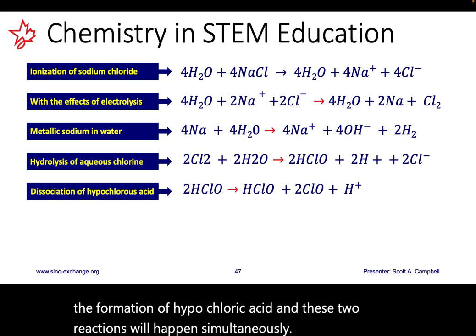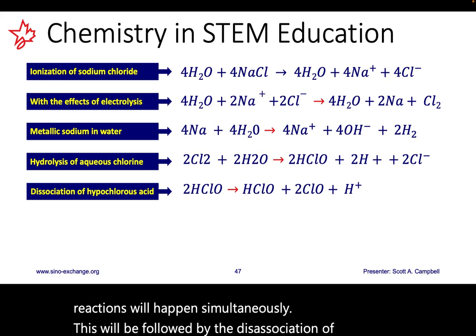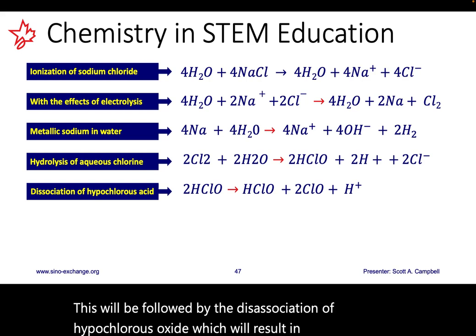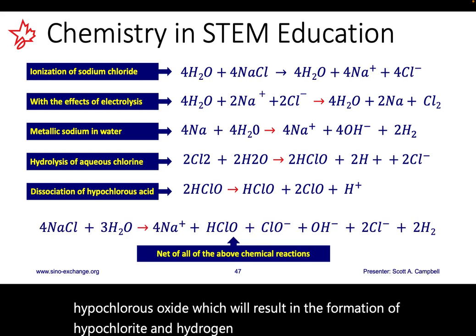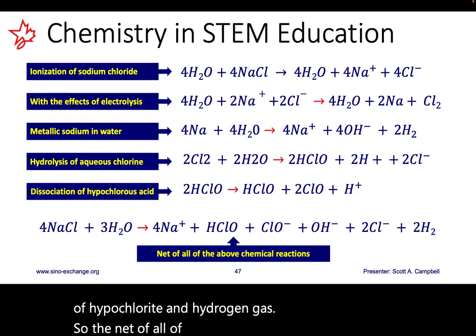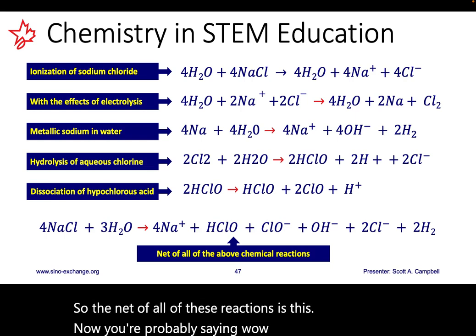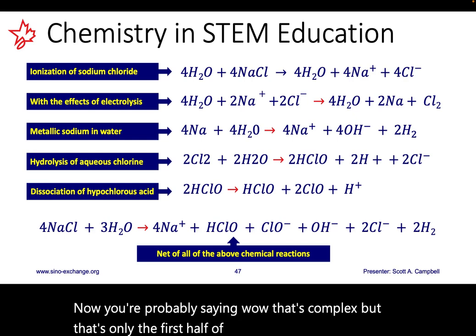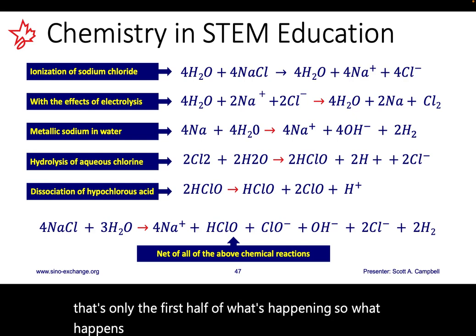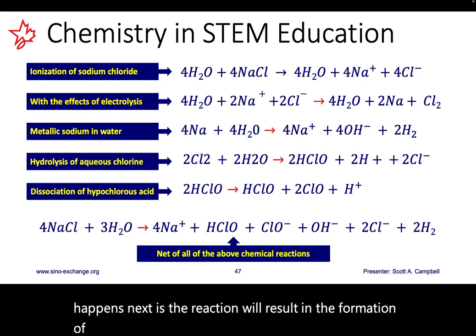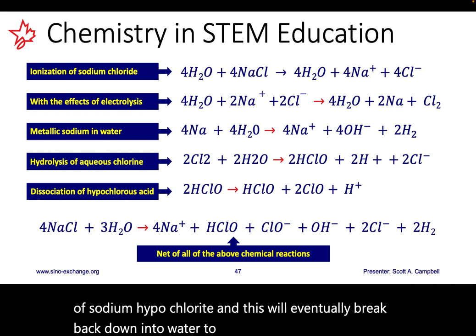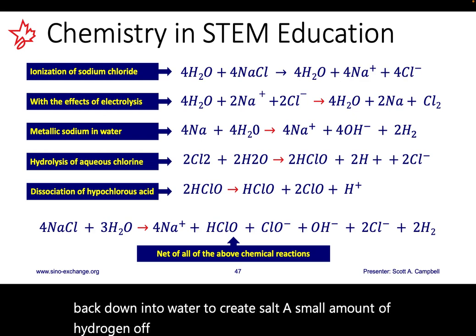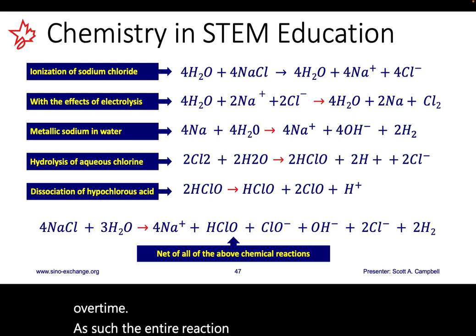This will be followed by the dissociation of hypochlorous acid, which will result in the formation of hypochlorite and hydrogen gas. So the net of all of these reactions is this. Now you're probably saying, wow, that's complex, but that's only the first half of what's happening. So what happens next is the reaction will result in the formation of sodium hypochlorite, and this will eventually break back down into water to create salt, a small amount of hydrogen off-gassing, and a small buildup of hydroxide over time. As such, the entire reaction will cause the pH of the pool to rise.